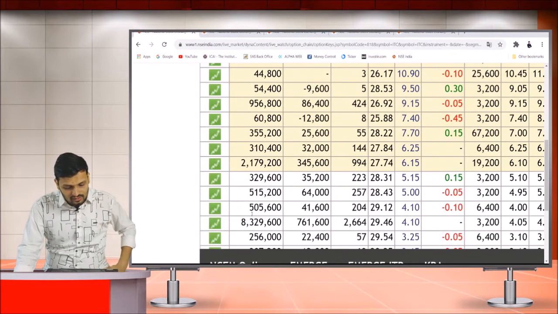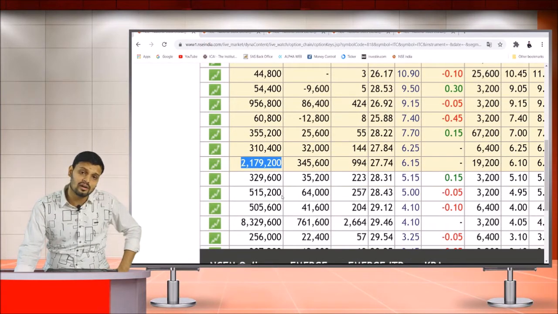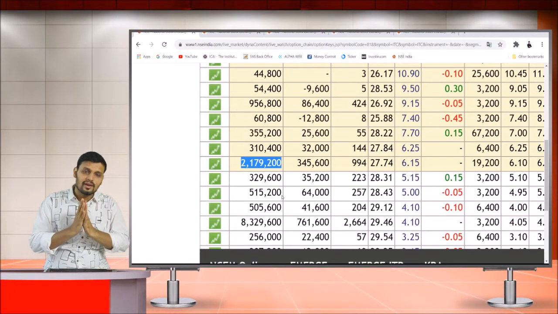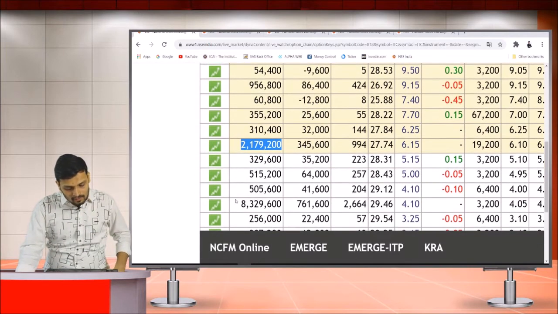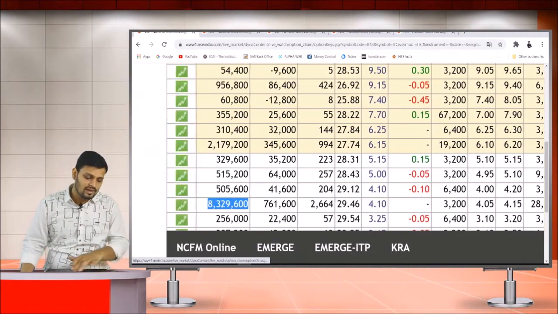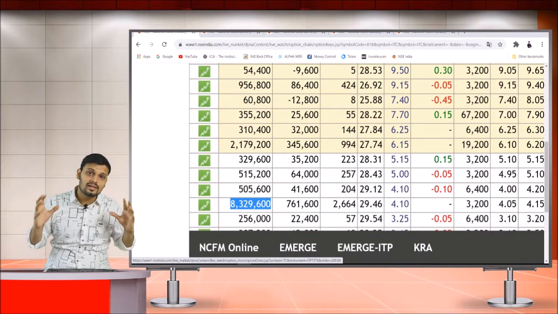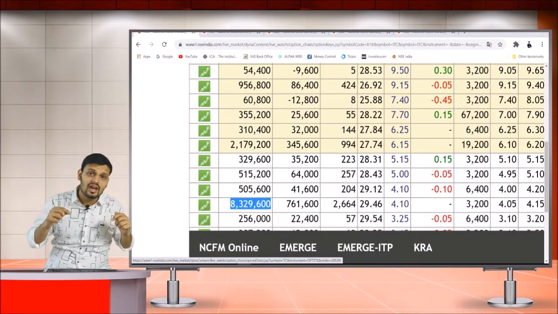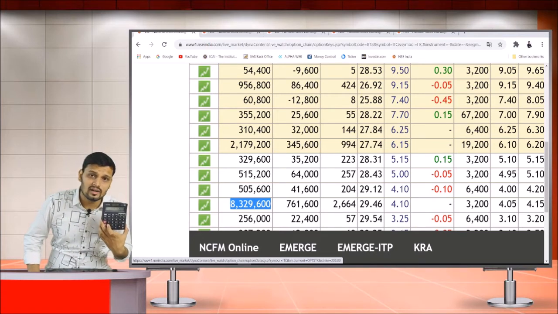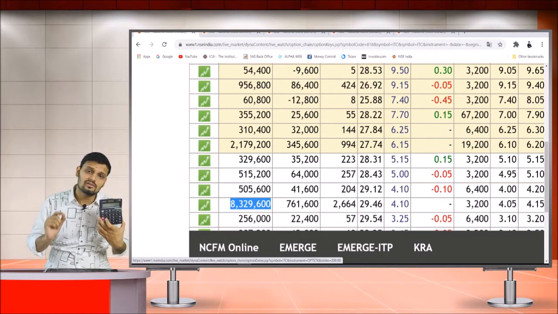If you can see here, the open interest is 21,79,200. 21,79,200 shares have been bought and sold, executed. Here you have 83,29,600. It will be 200 rupees. I told you, right? 200 rupees. 83,29,600 shares, not contracts. These are shares. To find out the number of contracts, or the number of lots, you need to type 83,29,600 divided by 3200. 2603 contracts have been executed at the strike price of 200.